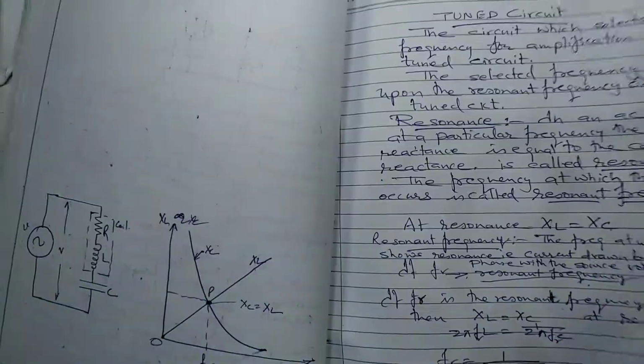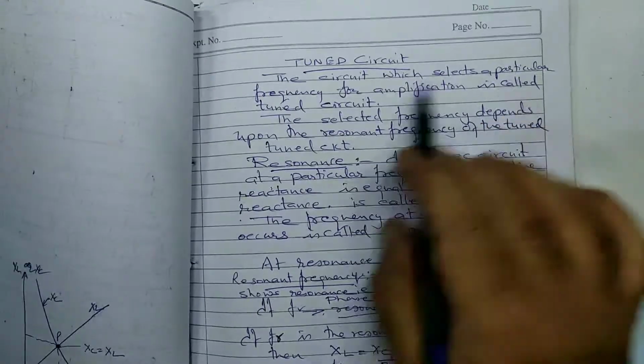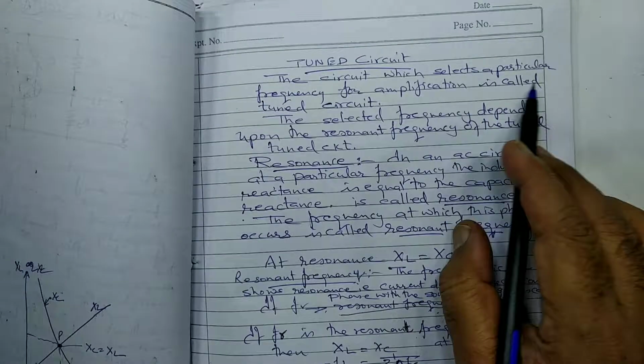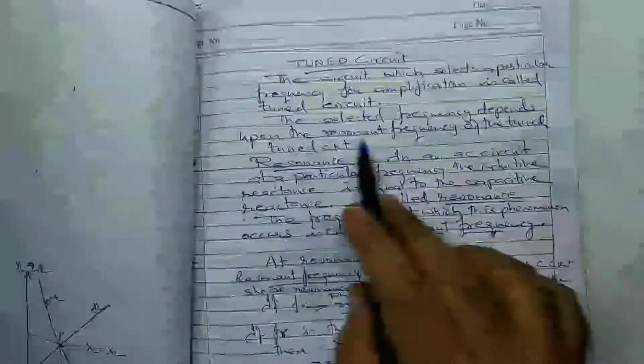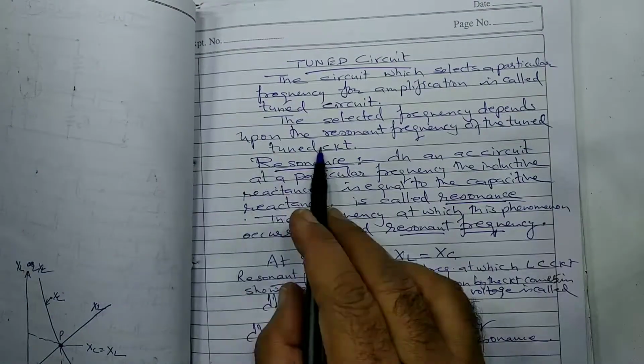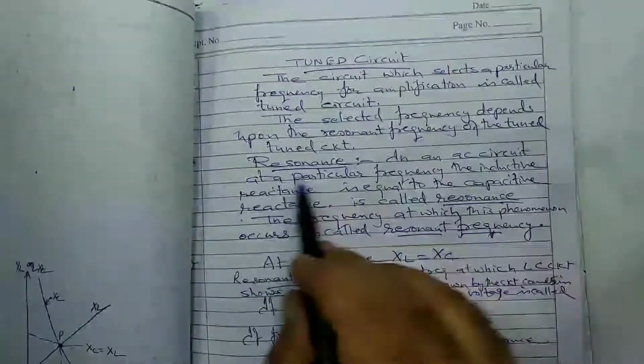Now, the tuned circuit. The circuit which selects a particular frequency for amplification is called a tuned circuit. The selected frequency depends upon the resonant frequency of the tuned circuit.